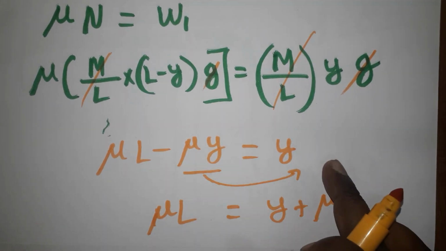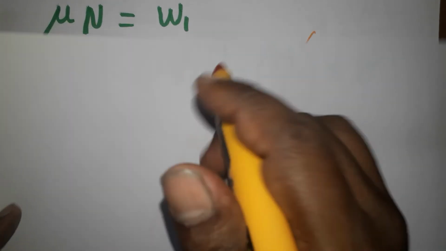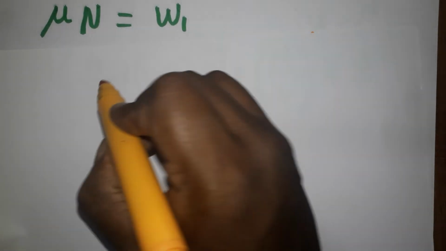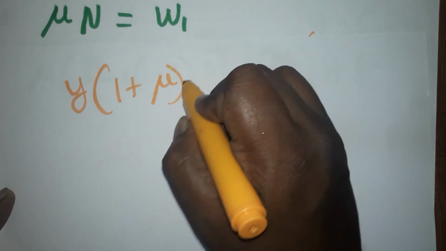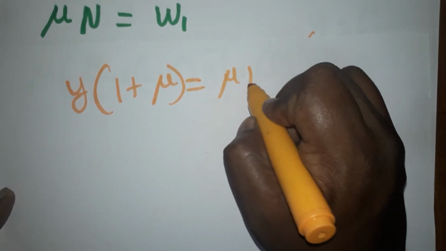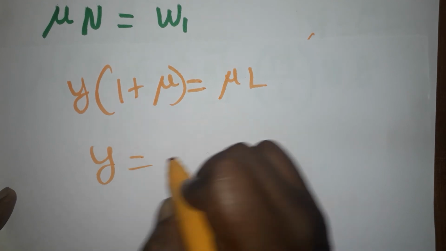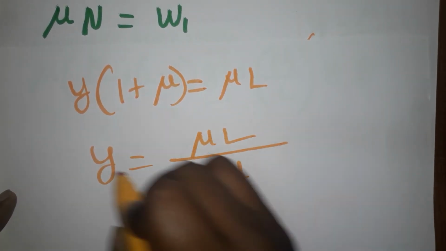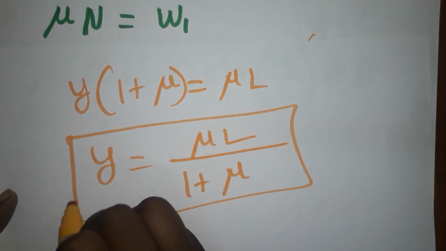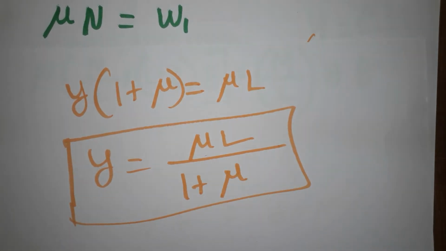If you bring this here, the negative will become positive. Here I take Y common outside. Taking Y common, 1 plus the coefficient of friction is equal to the coefficient of friction times the length. So now Y is equal to mu L divided by 1 plus mu. This is the maximum length that can be hanging. More than this means the chain will slide.